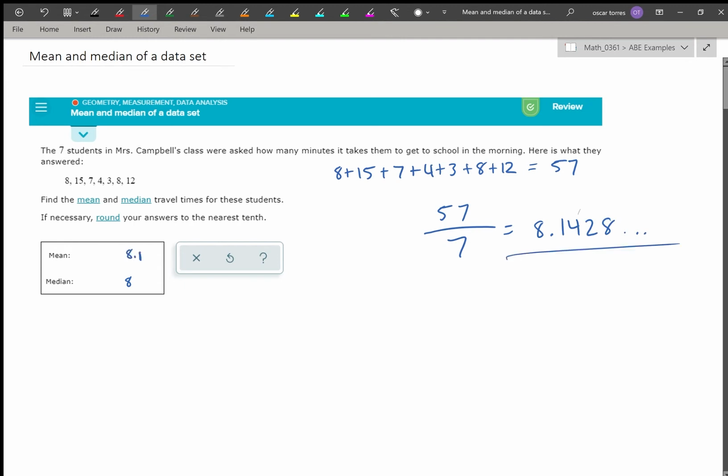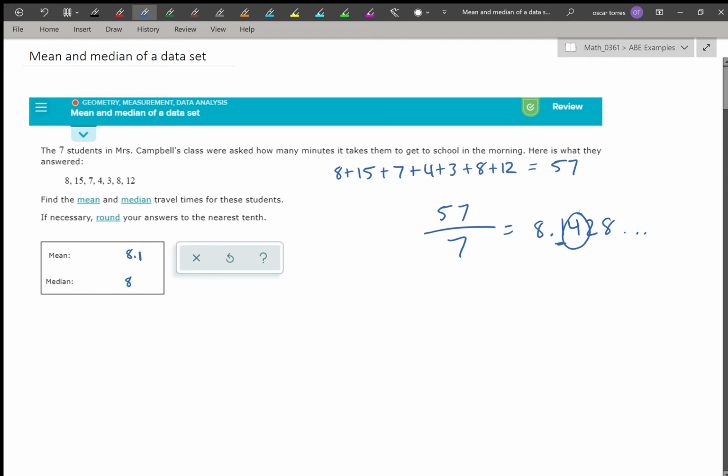Instead of typing in all of these numbers for our answer, we do need to round it because that's what the problem tells us to do. It wants us to round to the nearest tenth. So if I look at my tenths place, it's actually this 1. That 1 might change. It depends on the number after it, which in this case is a 4.